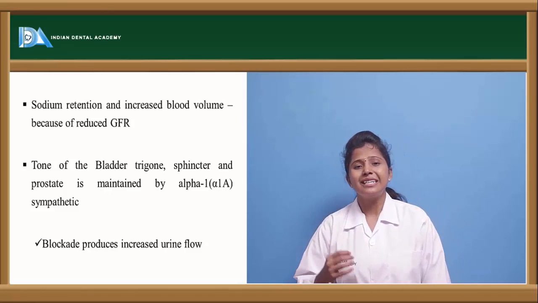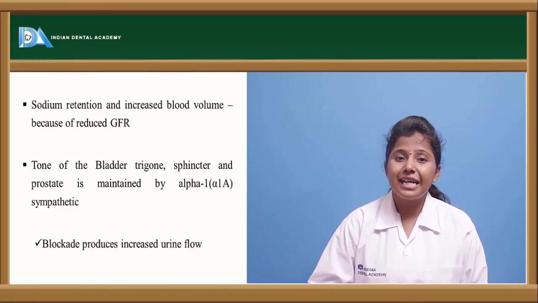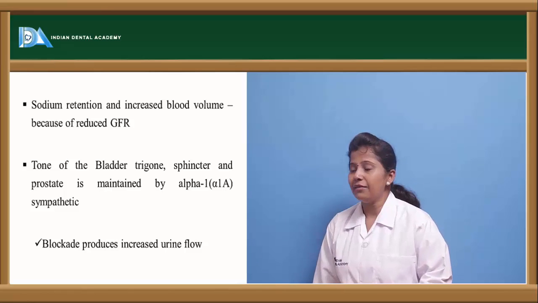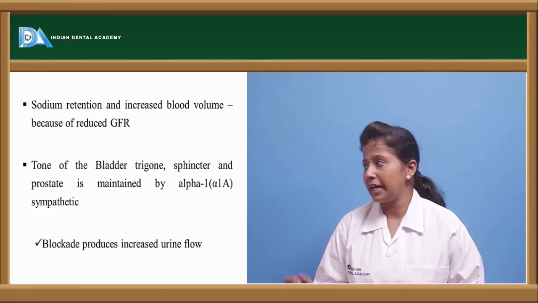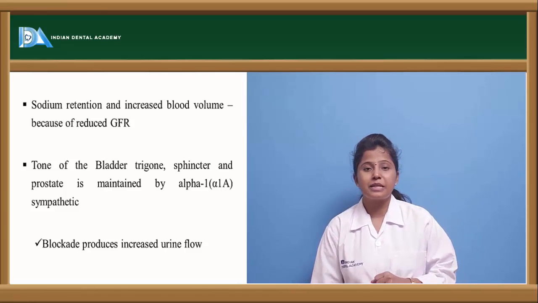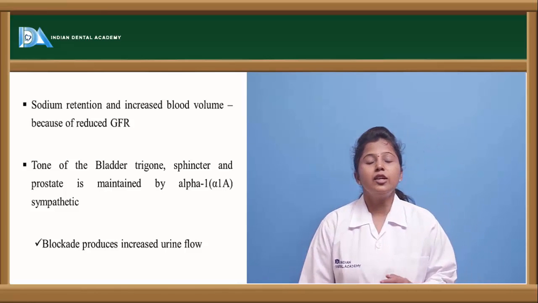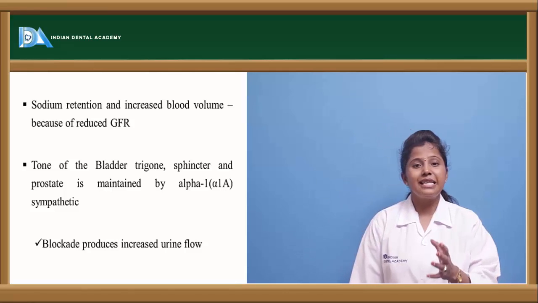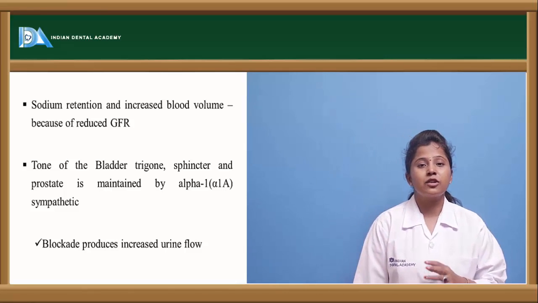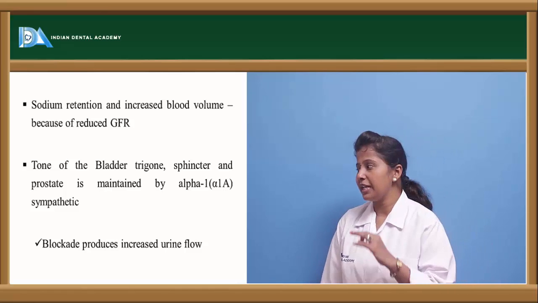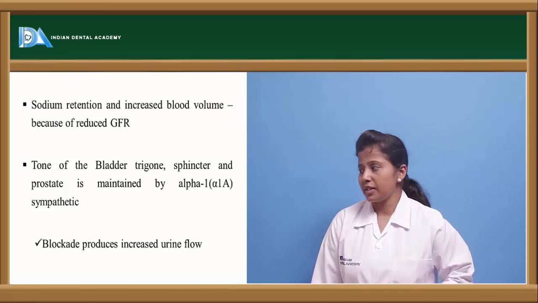If there is any retention, then it causes increased blood pressure. Even the tone of the urinary bladder, as well as the sphincter and prostate gland, is affected; we can say the effects on these particular organs are determined because of the alpha blockade, especially the alpha 1A sympathetic blockade.